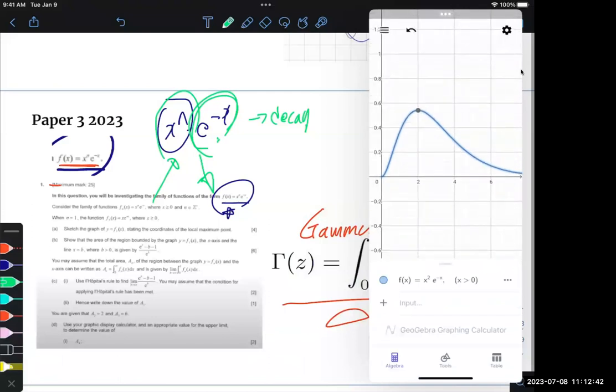Do you guys see the graph? If you see the graph, please say yes. If you don't, please say no. Thank you very much, guys.